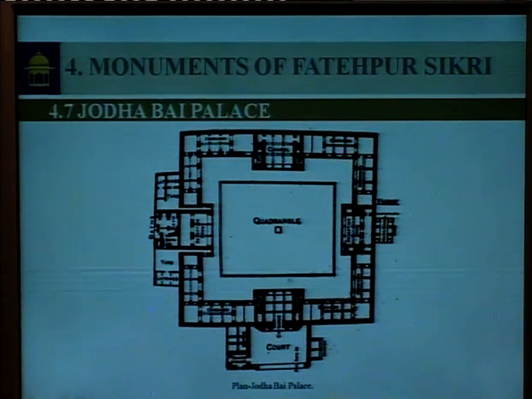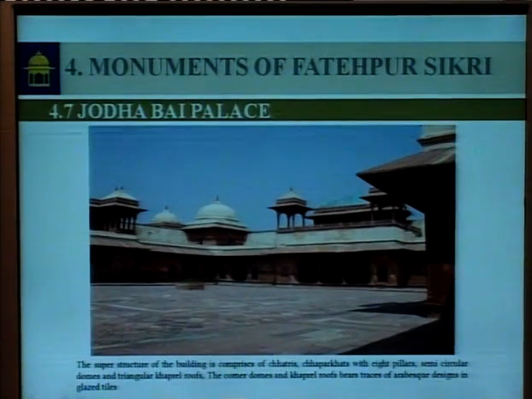This is the plan of Jodhabai's palace. So this is of course the entrance from here, and then there is an open courtyard, and then there are a series of rooms and some corridors, some bathing spaces, some sleeping spaces, some recreational spaces. So this queen has an entire huge house to herself. That's how it was.